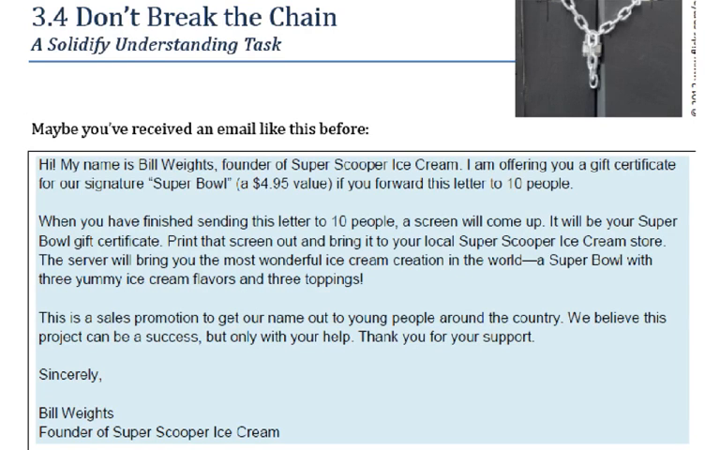Alright, here we are on 3.4, don't break the chain. Okay, so let's take a look at this, another math task helping us understand more about patterns. I'm sure we've all received a text or email with something similar to this.